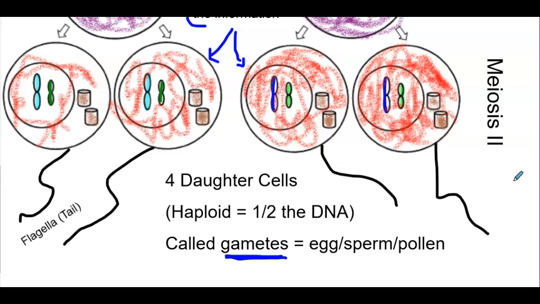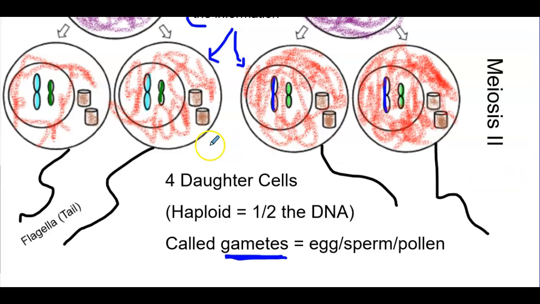Just to remind yourself that these cells at the end that we made, they're only used for reproduction. I will not use these cells to fix parts of my body or to grow more hair or to build muscles. These cells are only used as egg, sperm, or pollen. So it's a very small part of your body, but it's a very important part of your body.